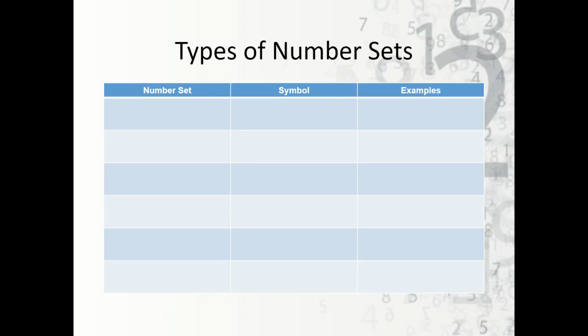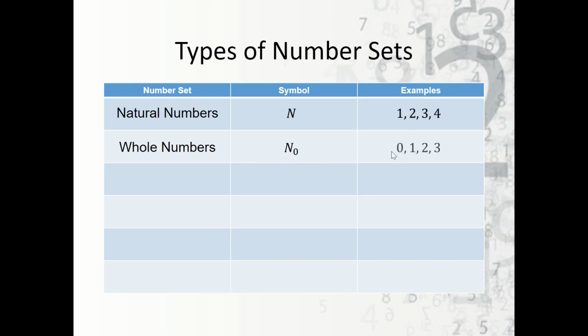Now let's talk about the types of number sets. So the first thing we talked about before was the natural numbers. Remember, the natural numbers have a symbol of N, and they are really the counting numbers. So where did you begin to count? We began with 1, 2, 3, 4, 5, etc. So those would be some examples. Now, once we learned our natural numbers, the next thing we learned was that there's a number before 1, and that was 0, and we call those the whole numbers. The symbol for whole numbers is N0, and our examples would just be 0, 1, 2, 3. So it's all the numbers we learned before plus 0.